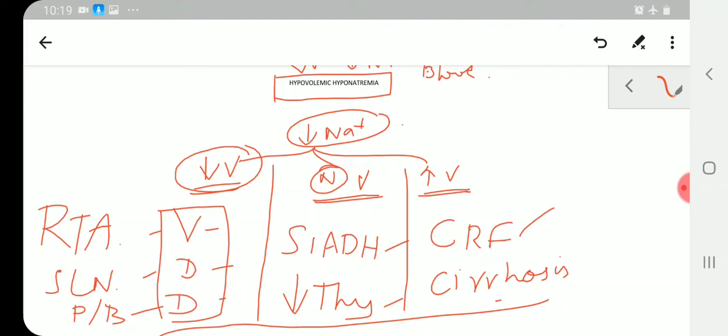And normal volume, that is euvolemic, means SIAD and hypothyroidism. Hypervolemia means CRF and cirrhosis.